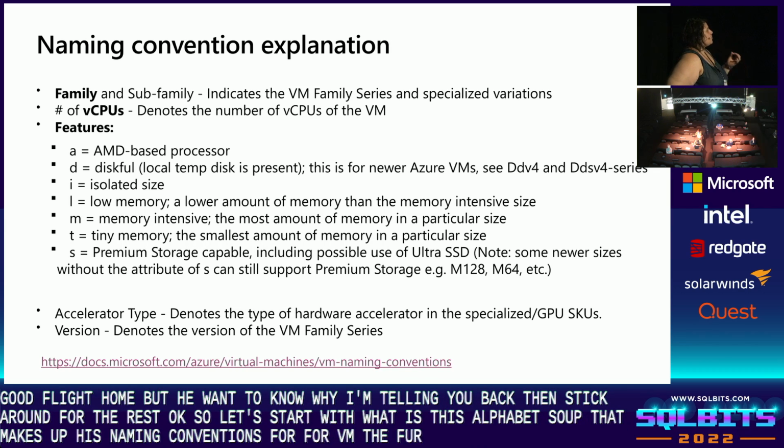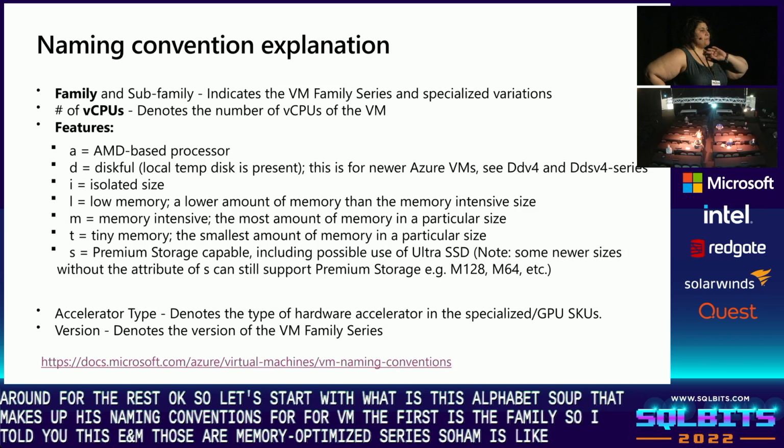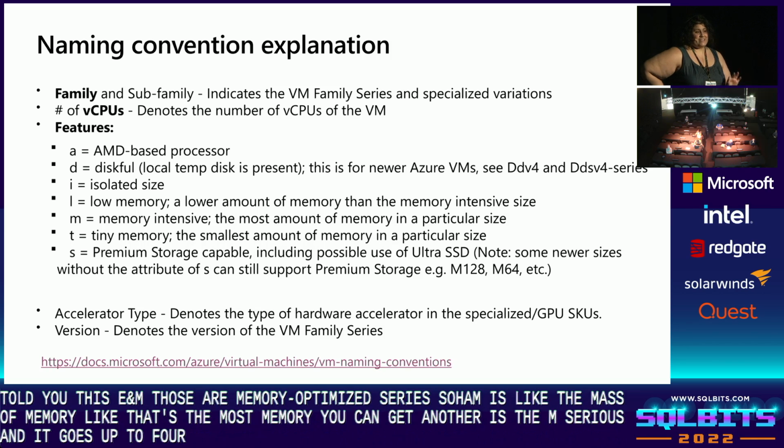The first is the family. So I told you those E and M, those are our memory optimized series. So M is like the massive memory. Like that's the most memory you can get in Azure is the M series, and it goes up to 416 cores. So those are massive machines. They have a massive price tag.